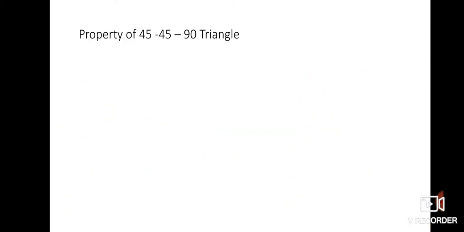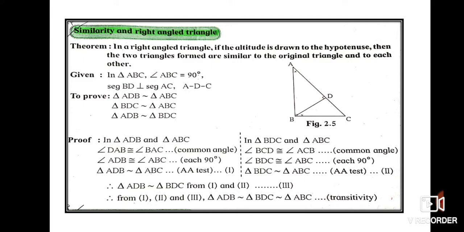Now let us learn about a few theorems in this chapter. Now here, similarity and right angled triangle. This concept is very, very important, and similarity of triangles is very important to solve the sums. Now look at this theorem. In a right angle triangle, so we have a right angle triangle ABC. In a right angle triangle, if the altitude is drawn to the hypotenuse, now in triangle ABC, AC is the hypotenuse, then BD becomes the altitude.